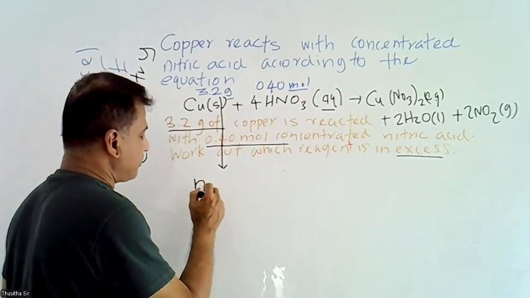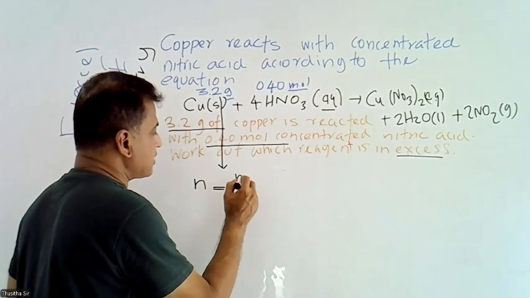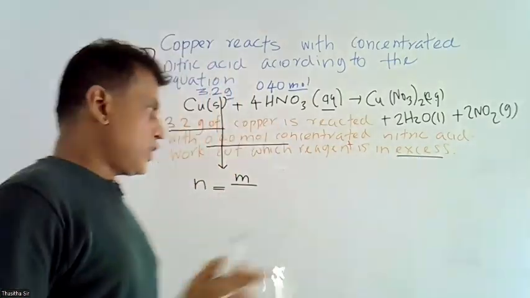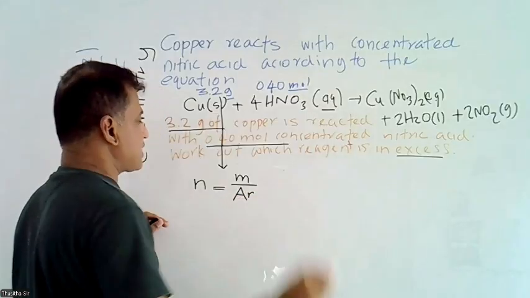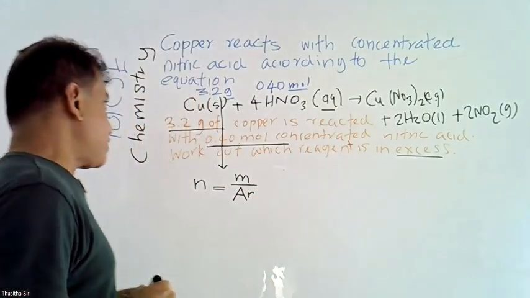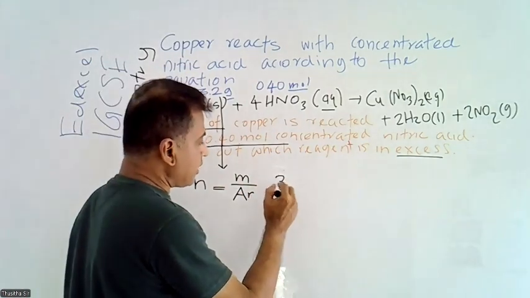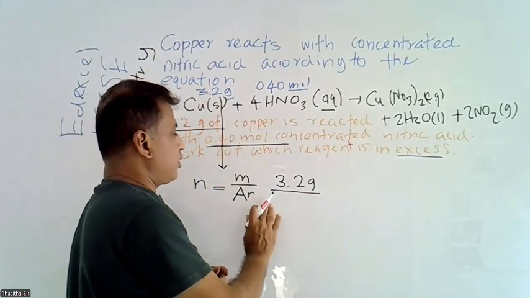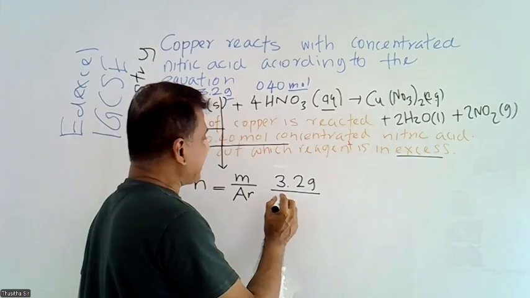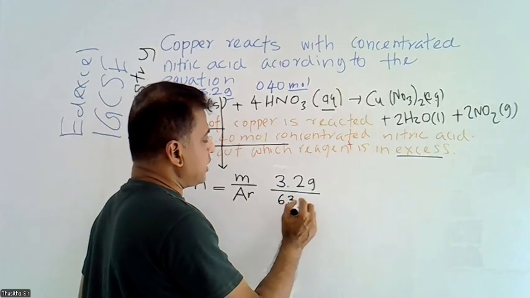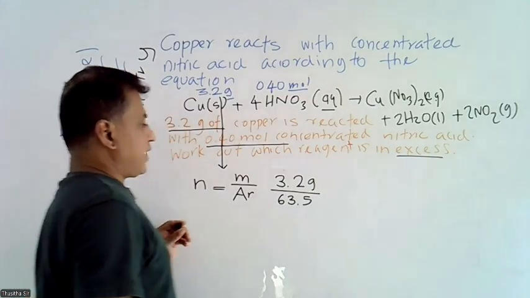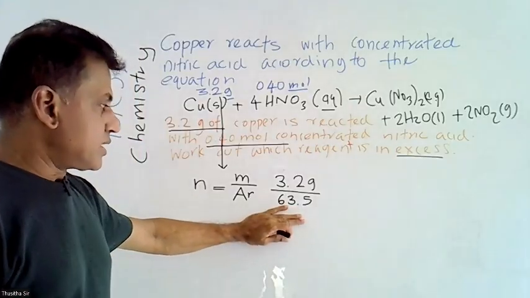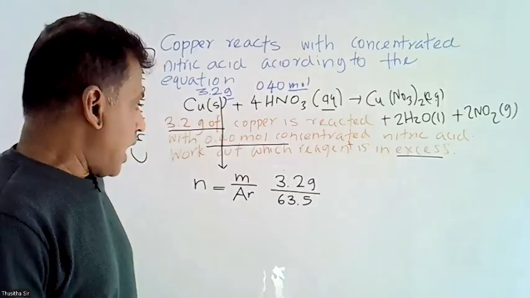I use this formula: the number of moles equals mass divided by, since copper is an atom, the relative atomic mass of copper. The mass we have is 3.2 gram. I convert this to the number of moles by dividing by the atomic mass of copper, which is 63.5. You can also get this from the periodic table. Atomic mass 63.5.